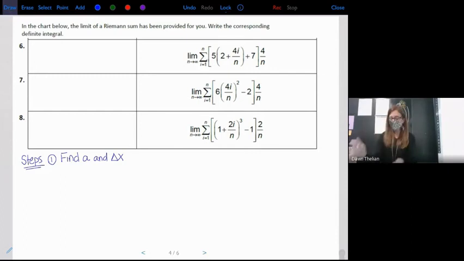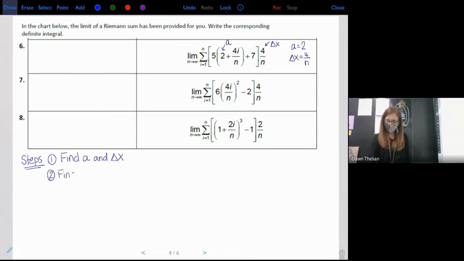Remember, a plus delta xi is what goes in the parentheses. So this expression in here is my a plus the delta xi, but even more clear, in my opinion, is the delta x that gets thrown on the end. So in this first one, I know I'm looking at an a of 2 and a delta x of 4 over n. A is always the number in front of the delta xi, and delta x is always very visible at the end. Because once you know those two things, you can find b.